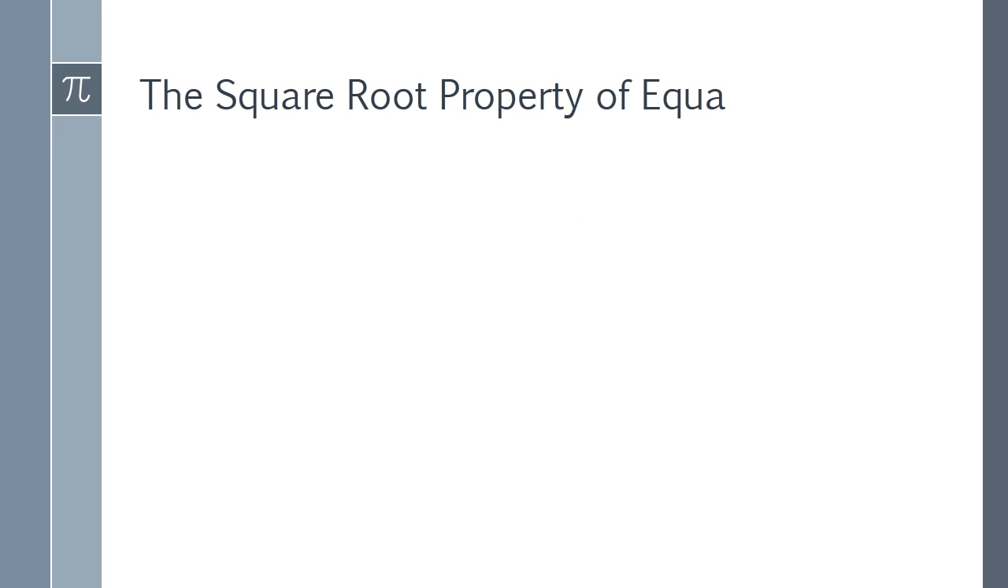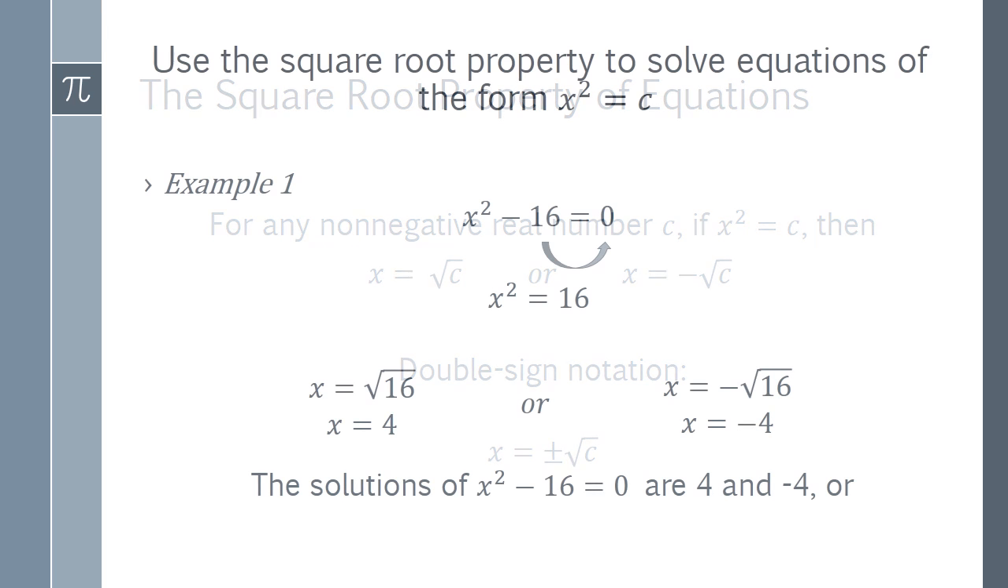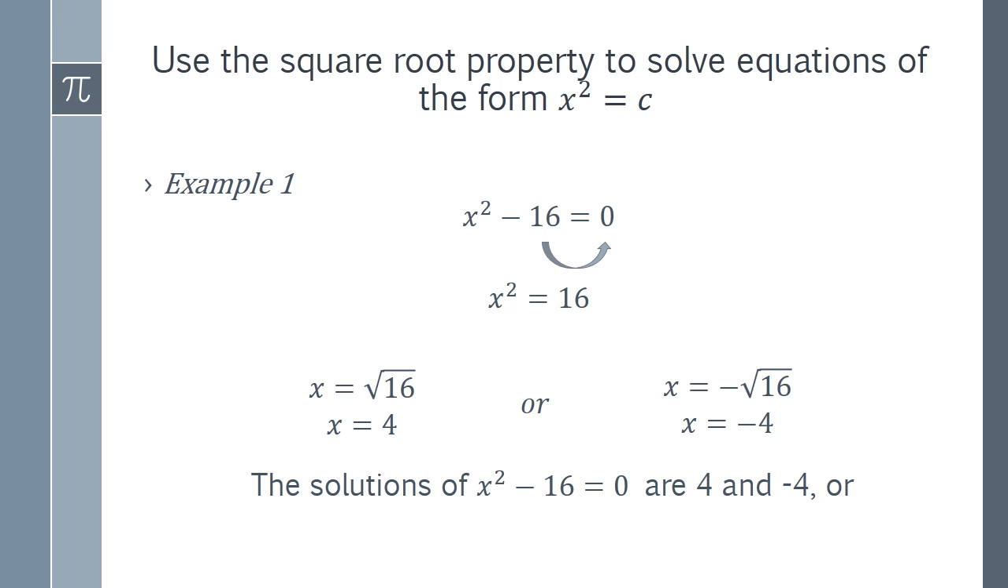This approach illustrates how the following square root property can be used to solve certain types of quadratic equations. The square root property of equations: for any non-negative real number c, if x squared equals c, then x equals square root of c, or x equals negative square root of c. We're going to write the conclusion of the square root property in a more compact form called double sign notation. x is equal to the positive or negative square root of c. In our example, to make our answer more compact, we are going to use the double sign notation. So x is equal to positive or negative 4.